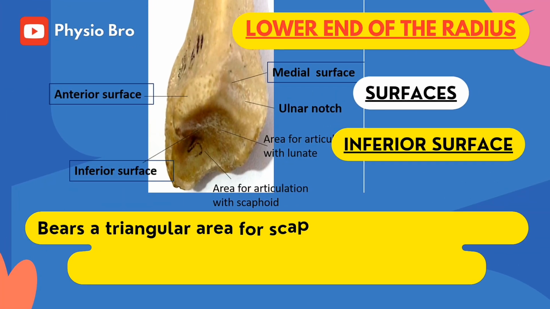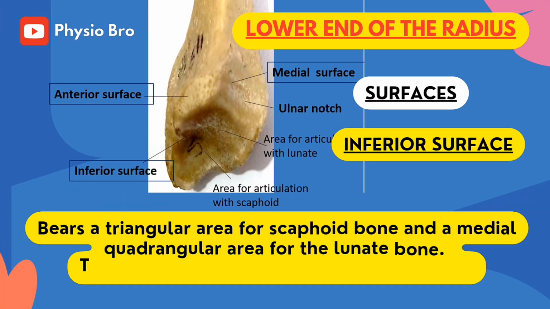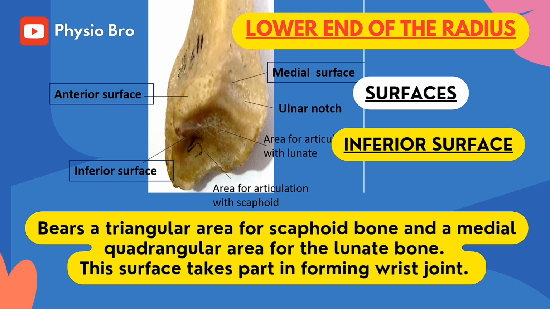The inferior surface of the lower end of the radius bears a triangular area for the scaphoid bone and a medial quadrangular area for the lunate bone. This surface takes part in forming the wrist joint.